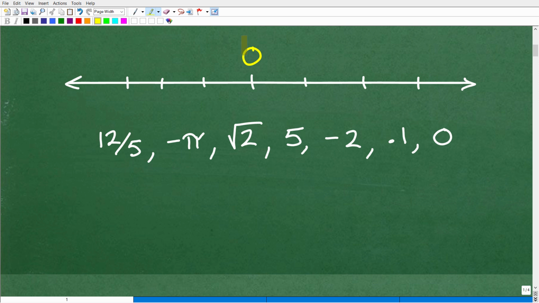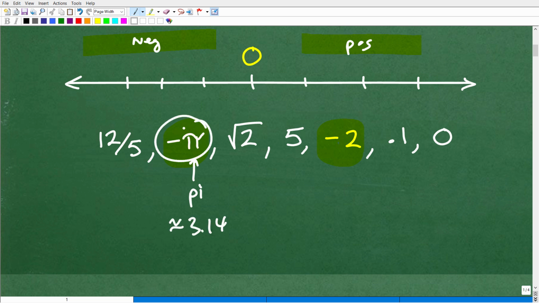So we know, again, negative numbers are going to be over here, and positive numbers are going to be over here. So we can just start right now. Let's just focus on negative numbers. We have -2, and we have this thing right here. Now, if you didn't know what this symbol is, this is the symbol for pi, and it's approximately 3.14. So this value right here is around -3.14. So we have -3.14 and -2.